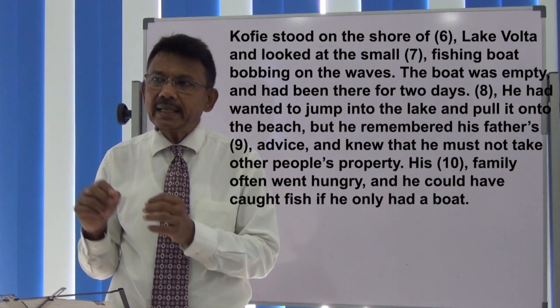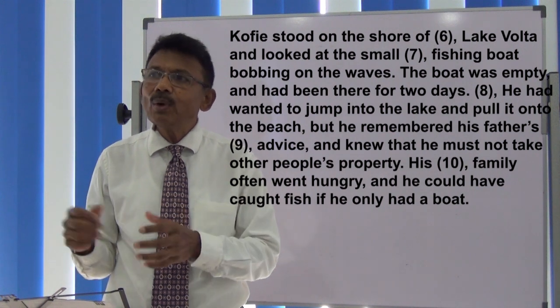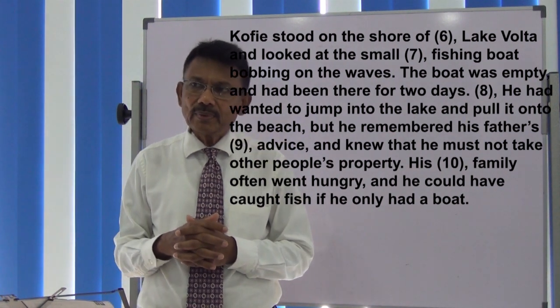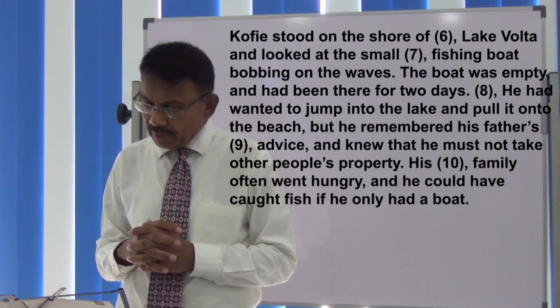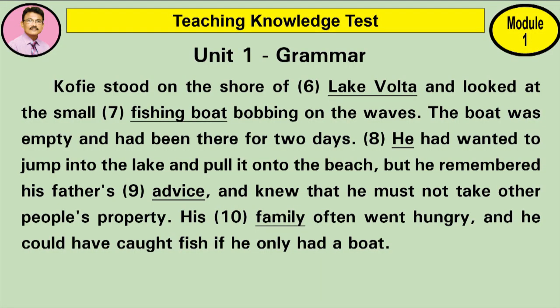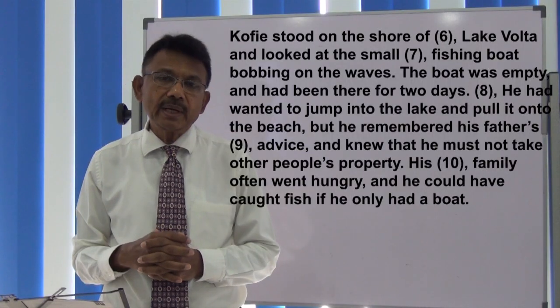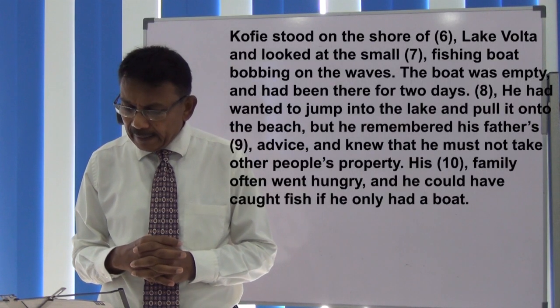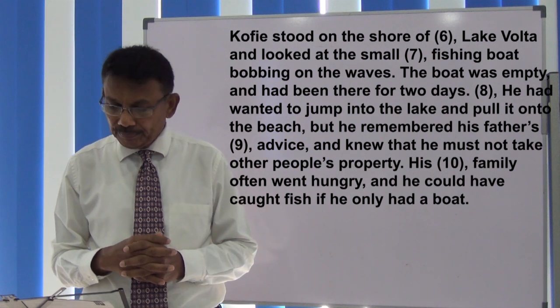Dining table, writing table, reading book. They are compound nouns. Very good. Your answer is correct. 7 is a compound noun. Now the next question is for you. What is it? The boat was empty and had been there for 2 days. He had wanted to jump into the lake and pull it onto the beach. He, very good. It's very easy. He is a pronoun.